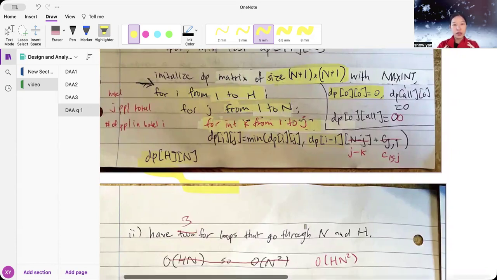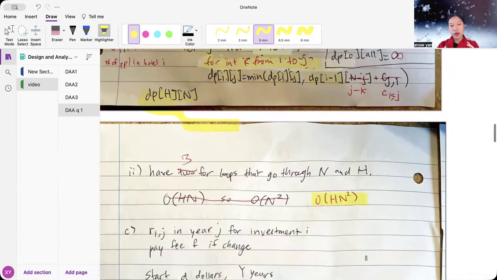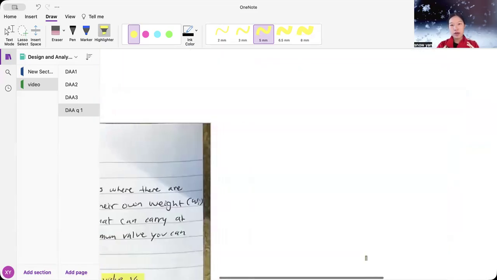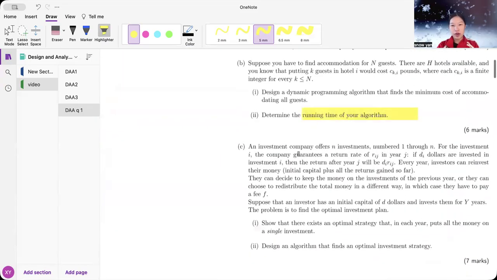But here, because I go through the loop, I have three for loops, then it would have been HN, and this one could be up to N, so it would have been O(HN squared). So that would be the complexity. Yeah, for part two, I already did that. Basically, it's the running time of your algo.